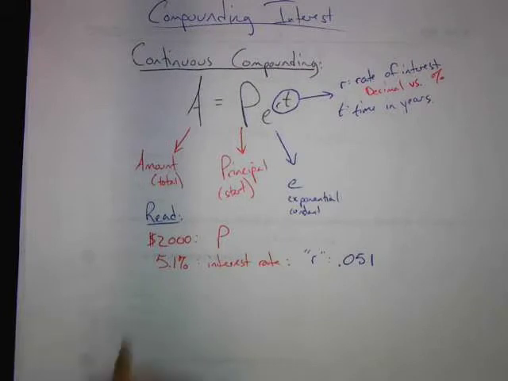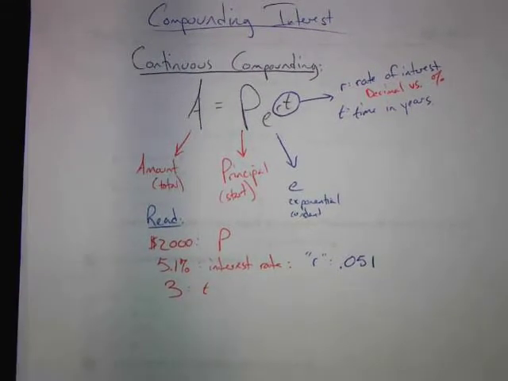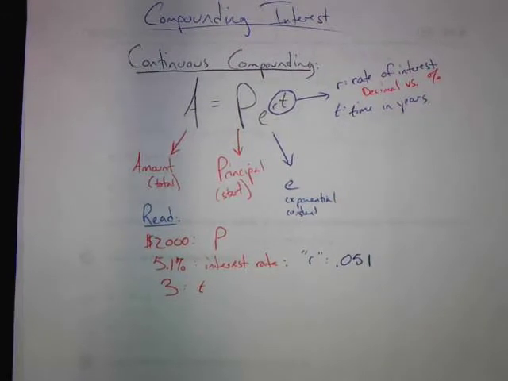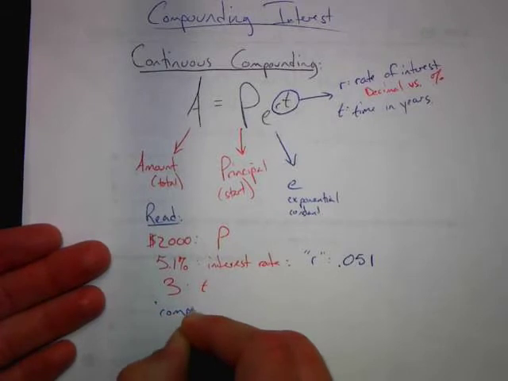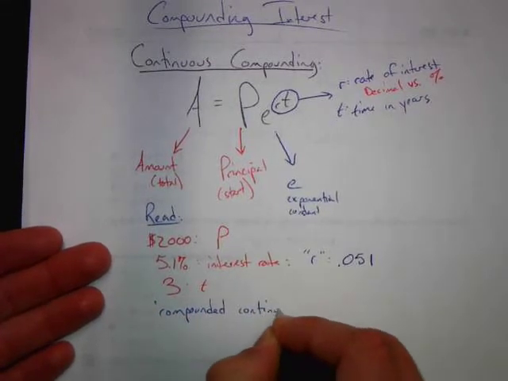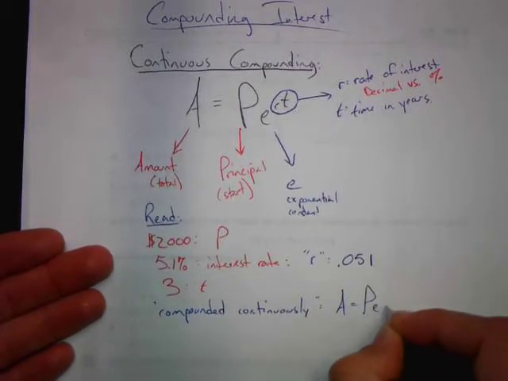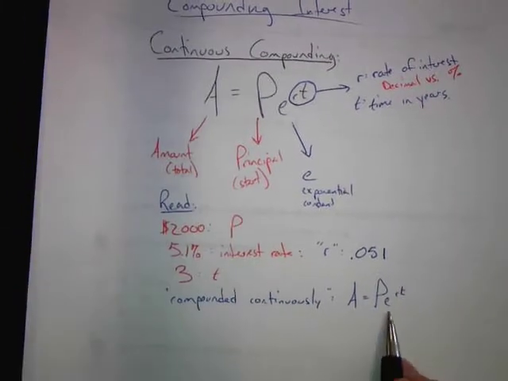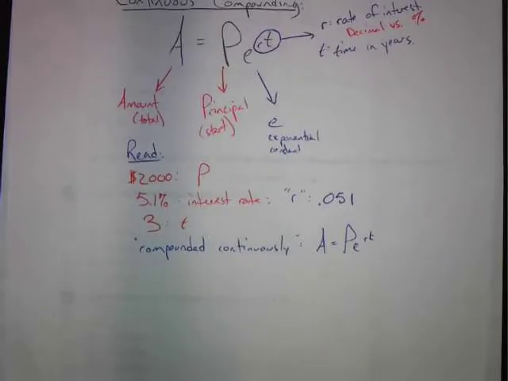And so clearly that 3 years is our T. Since we're saying compounded continuously, that gives the indication that we are using our Pert formula, that we're using E. E is the giveaway for compounding continuously. And I'll show you other stuff. So the rest from here is plug and chug.